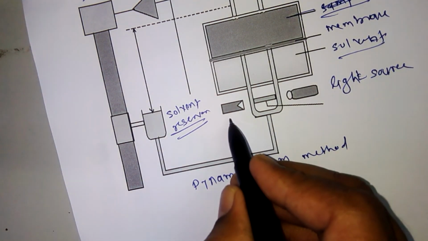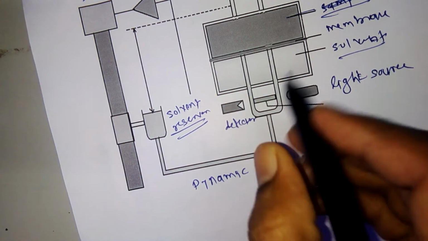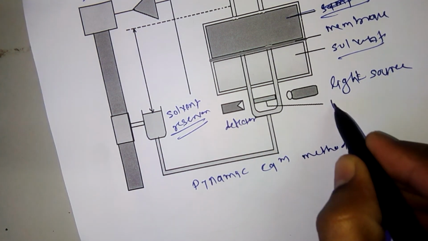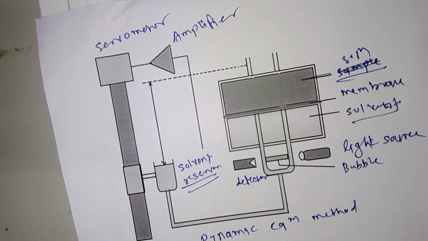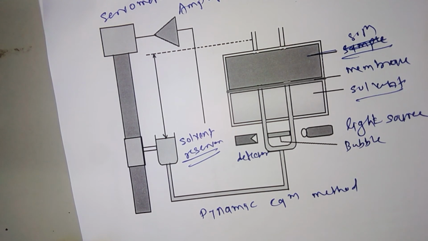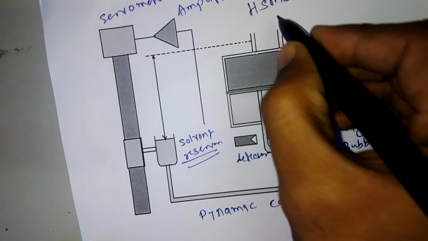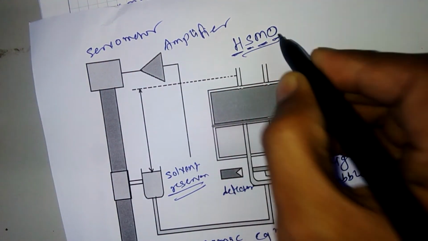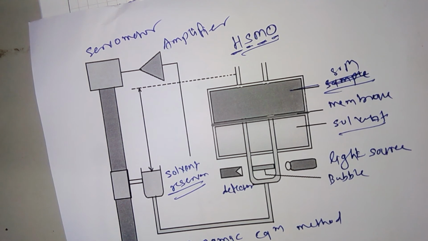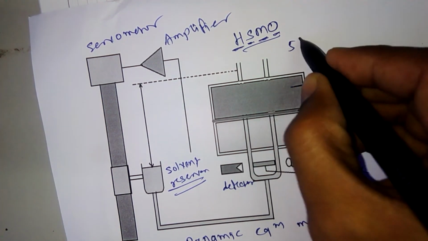And this is a detector, optical detector, and this is a bubble. So this is the high speed membrane osmometer. It is also known as HSMO, high speed membrane osmometer. It is commonly used nowadays. It is a rapid method and attains the equilibrium within 5 to 7 minutes.